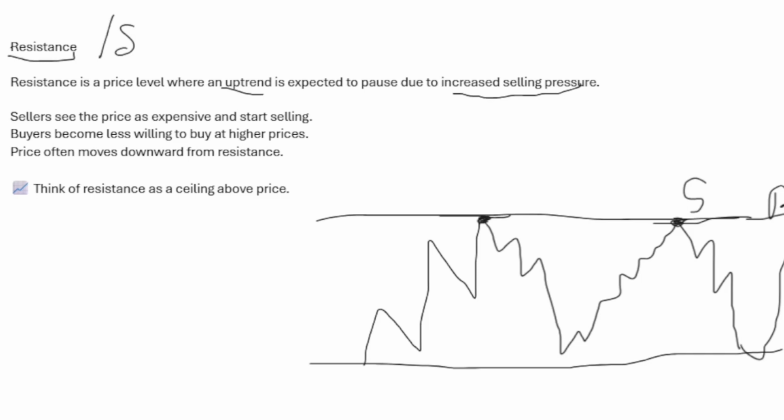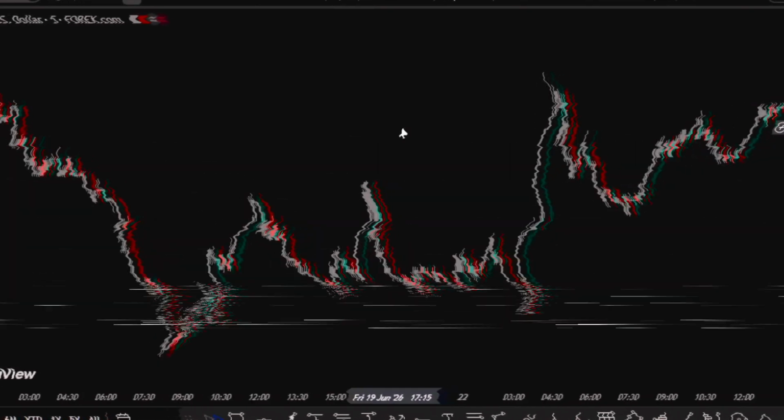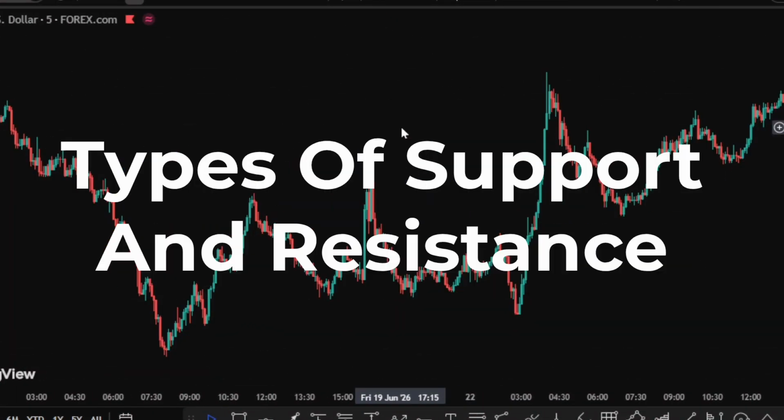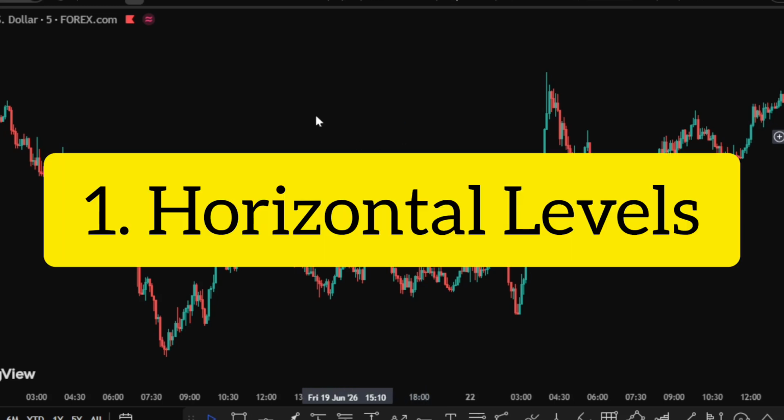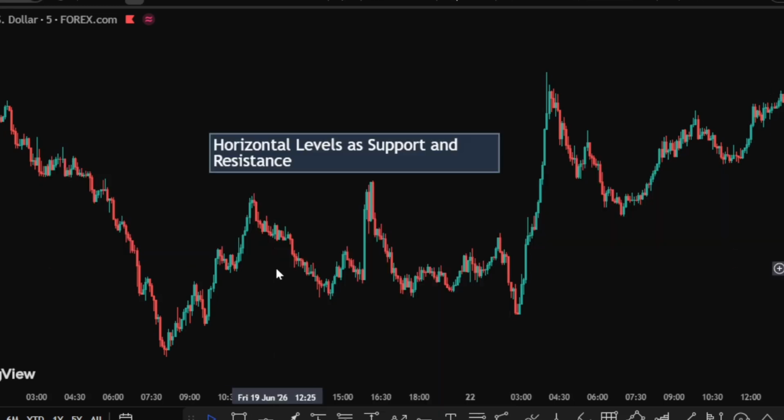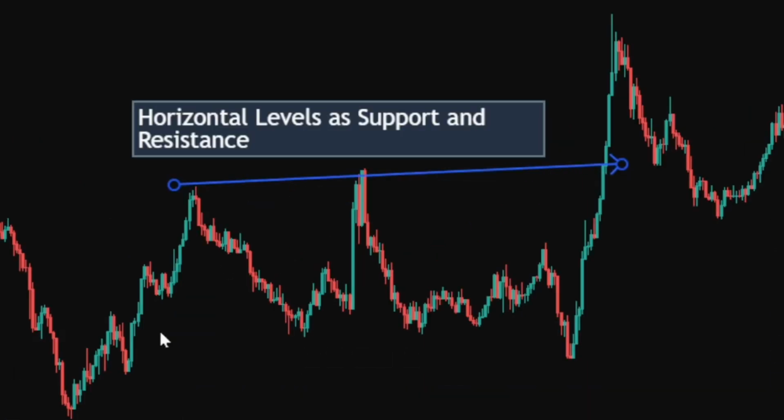That is a resistance. And support, you can't go lower than the floor of your room, which is a support. So we are going to look at types of support and resistance. The first one that comes to everyone's mind, that everyone knows, is horizontal levels. Horizontal levels are simply taking your line and drawing it like this. Horizontal, just like that. Horizontal levels.